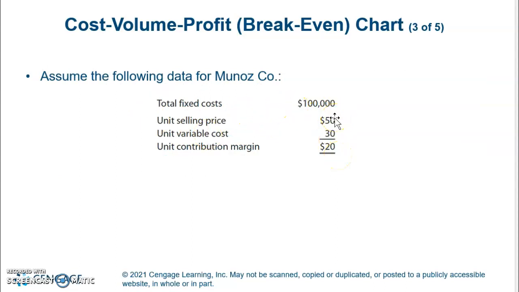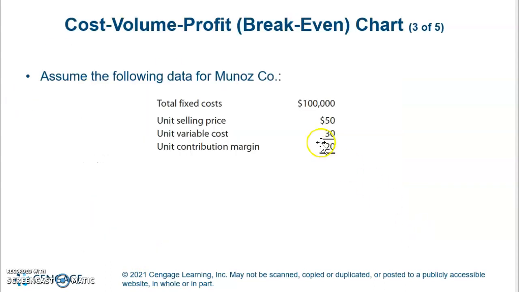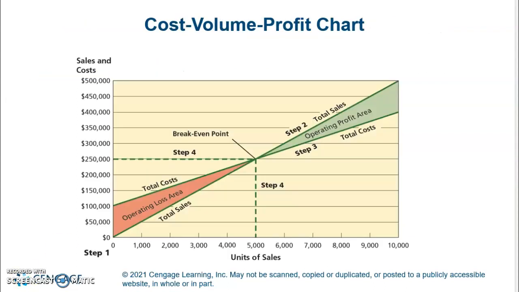So the total fixed cost was 100,000, and then the sales price is $50 per unit. So it's going to go up $50 per unit. Unit variable cost is $30. So when we do our costs, we're starting at 100,000 because that was our fixed, and then it's going to go up by $30 per unit here. So this is what a cost volume profit chart looks like, or a break-even chart.